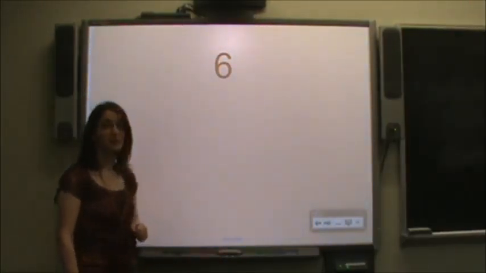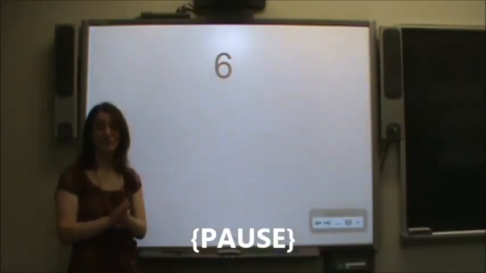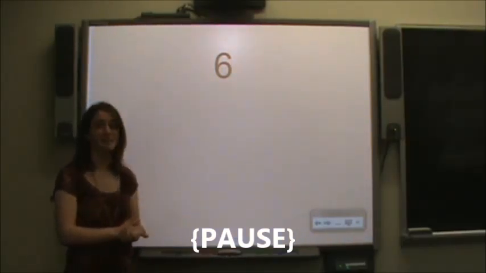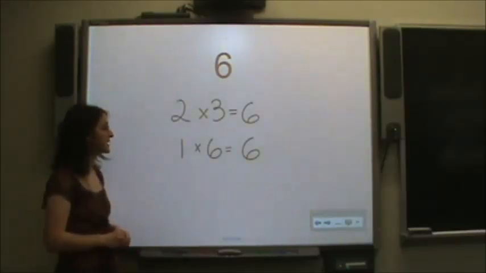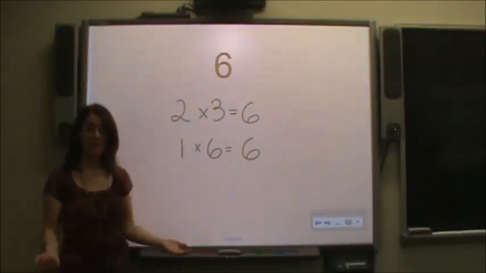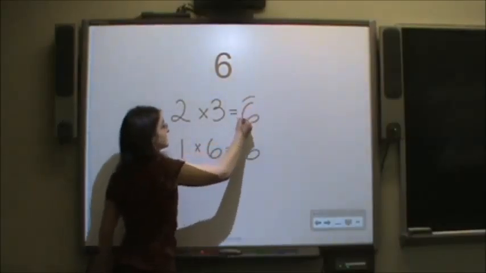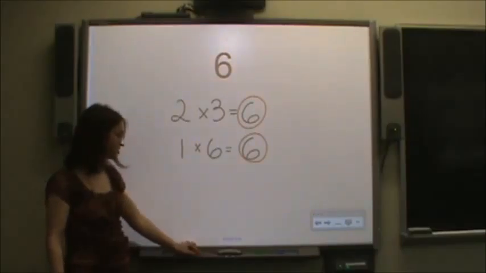We're going to look at the number 6. Pause the video and write down as many multiplication problems as you can think of that get you the product of 6. Pause your video and do that now. Hopefully you came up with 2 times 3 equals 6 and 1 times 6 equals 6. Now, some of these numbers are factors and some of them are products. Specifically, 6 and 6 are both my products because they're the answer to a multiplication problem.